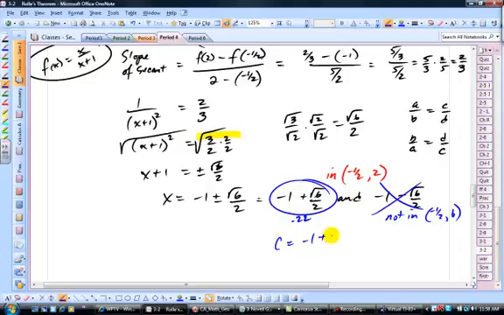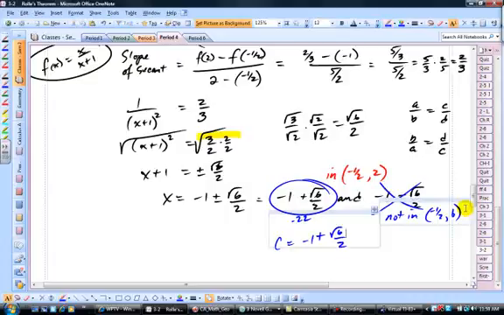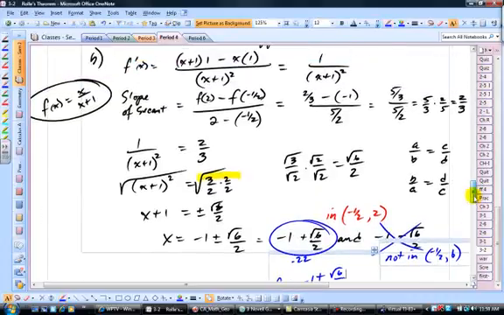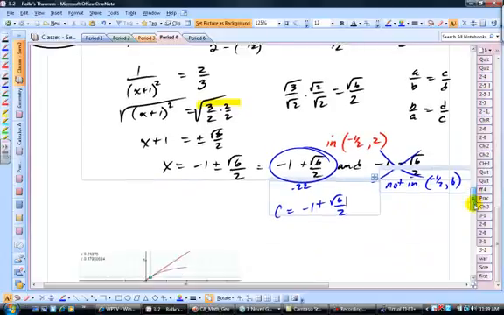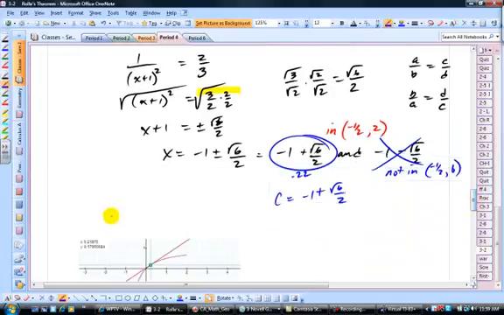C equals negative 1 plus root 6 divided by 2. Let me rewrite this here. Negative 1 plus root 6 divided by 2. Okay, and now you're going to have some fun, and you're going to have to find the equation of the line at C. Let's just set up. Let's finish up the problem. Okay, last part, part C. Find the equation of the tangent line, and then we're done.